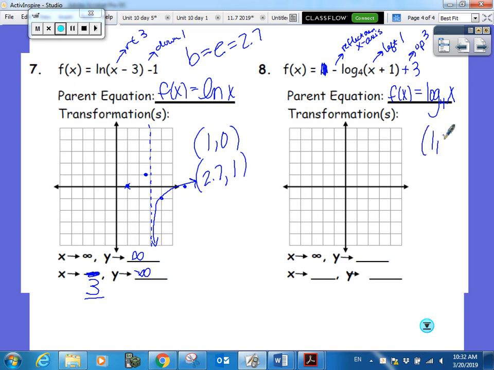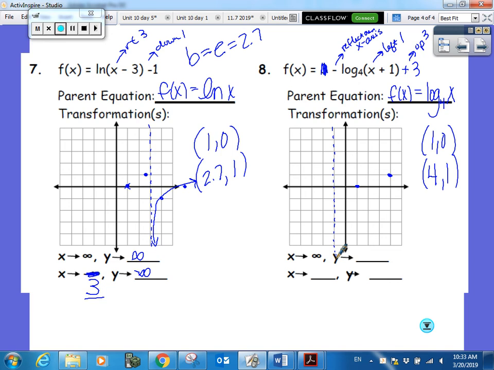So my parent function points. 1, 0, always. Base 1. If you want to do 1 over base -1, you can, but you don't have to. All right, so 1, 0, 4, 1. And then our asymptote starts at 0. Left 1 affects it. Up 3, reflect over the x-axis. Does it do anything? So our asymptote just moved to the left 1. If it is a vertical line, left and right affects it. If it's a horizontal line, up and down affects it.